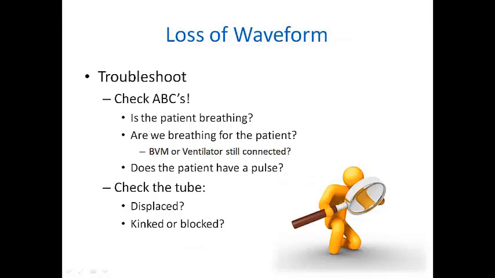Just like any condition in our patients that's changed, especially critical patients, we need to start back with our ABCs. The first thing to check is, is this patient breathing? If we were breathing for them and suddenly we have a loss of waveform, we need to make sure that our BVM is still compliant and somebody's squeezing the bag, or our ventilator is still connected, powered on, and cycling. Does the patient have a pulse, which would indicate cardiac arrest? And also checking the tube. Was it displaced? Do we have a kink or a block within the airway circuit? Or did our end-tidal CO2 measuring device fall off?